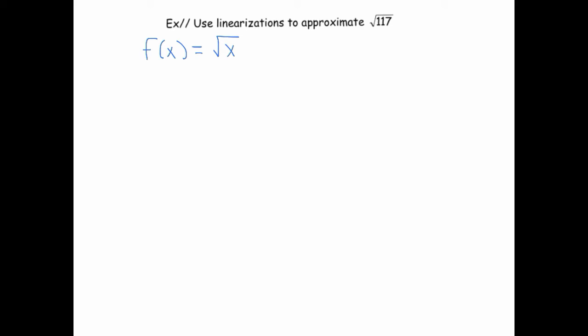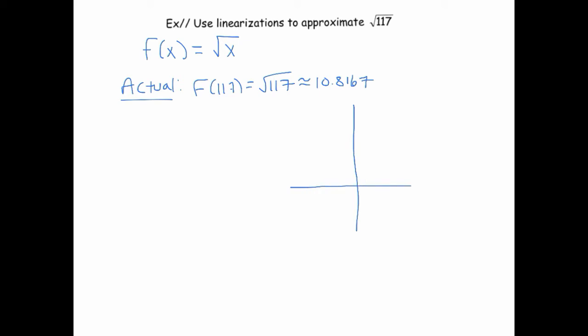So before we get into that, let's just note what the actual value of the square root of 117 is. So if you put that in your calculator, you get about 10.8167. Alright, so whatever our linearization does, we're hoping it'll be pretty close to that. Alright, so let's put in a visual here too. There's my square root of x function.